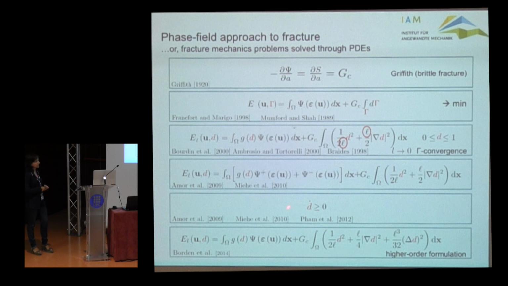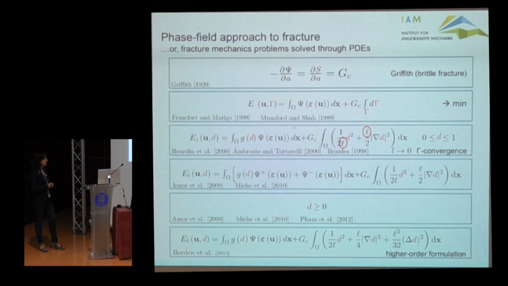And finally, there is another missing ingredient. If you interpret the phase field now as a sort of damage parameter, then you also want to ensure that damage is not reversible. So you also want an irreversibility condition, that the phase field can only increase. And finally, Tom already talked about a higher order formulation, so I don't need to spend any more time on this.